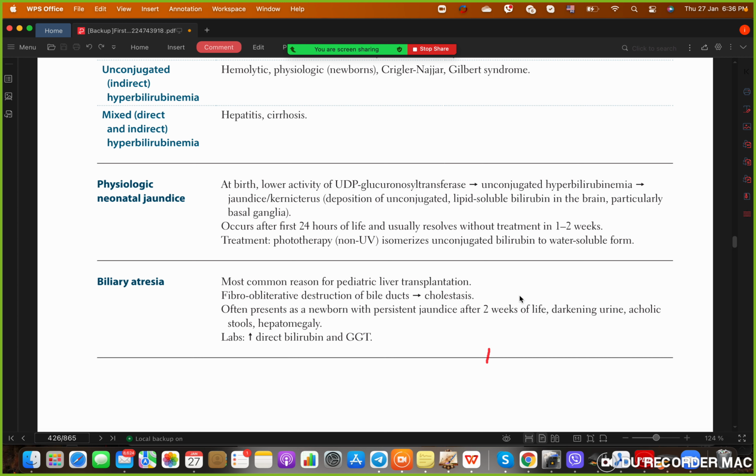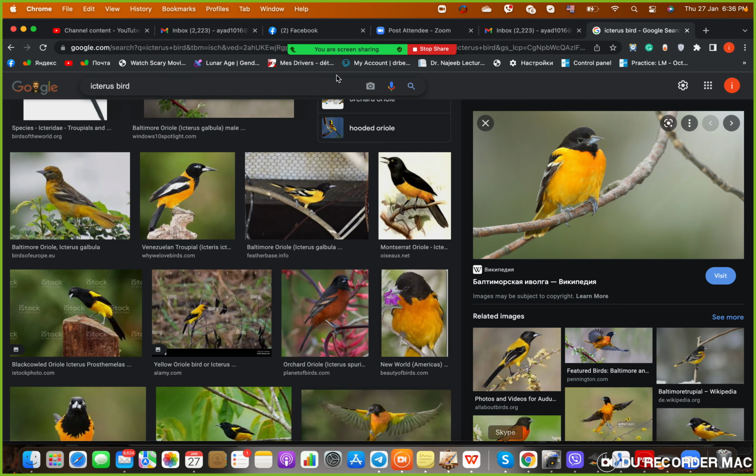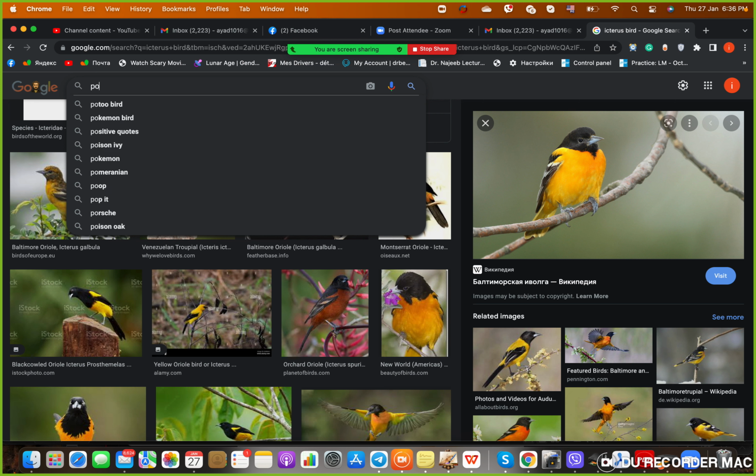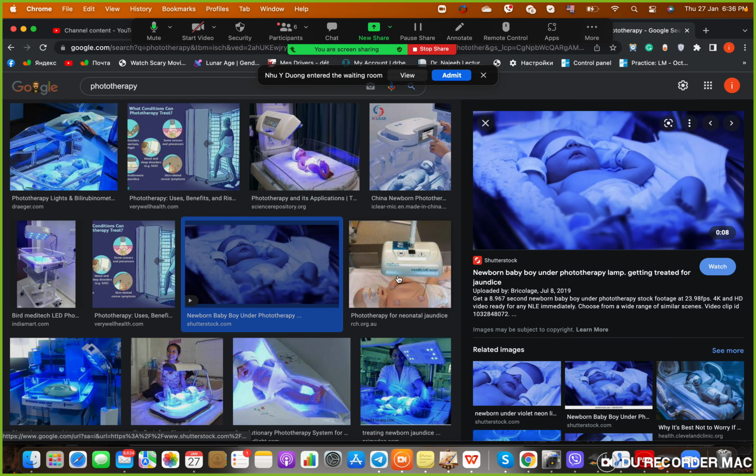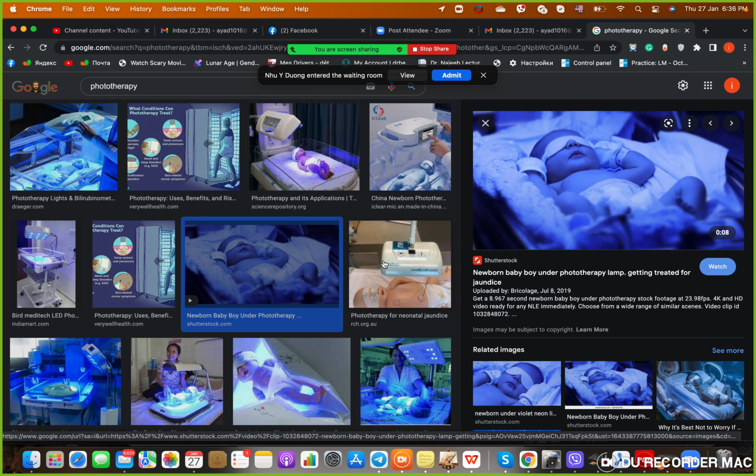So why does phototherapy work? And first of all, what is phototherapy? Phototherapy is actually quite cool. Let me show you how it works. It basically transforms the unconjugated bilirubin into a conjugated type of bilirubin, okay? Well, it's not actually conjugated, it's just water-soluble bilirubin.